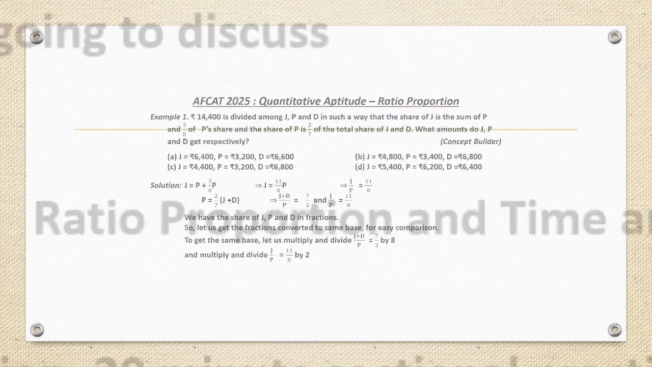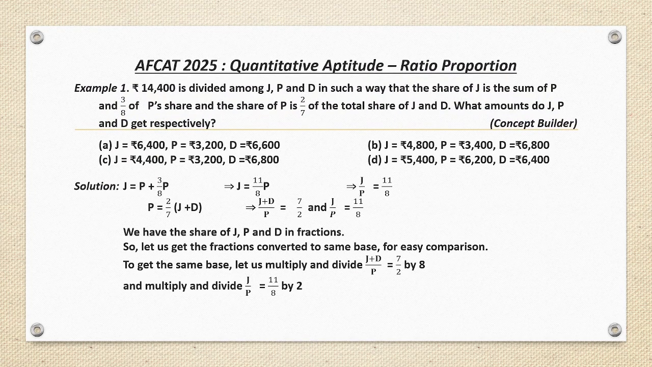So the very first example which we are going to discuss in ratio proportion is: 14,400 rupees is divided among J, P and D in such a way that the share of J is the sum of P and 3/8 of P's share, and the share of P is 2/7 of the total share of J and D. Now the question is, what amounts do J, P and D get? So I request you to take a minute pause, try to solve the question and then look for the solution.